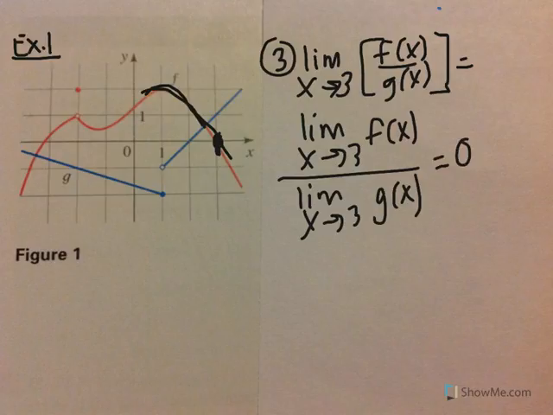And then when I approach 3 on g of x, in this direction, so here's 3, it looks like it's going to approach 1 from this direction and this direction. So it looks like the limit is 1. And that would just be 0. It's not undefined because the denominator isn't equal to 0.